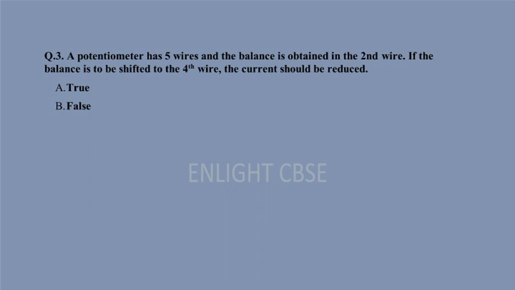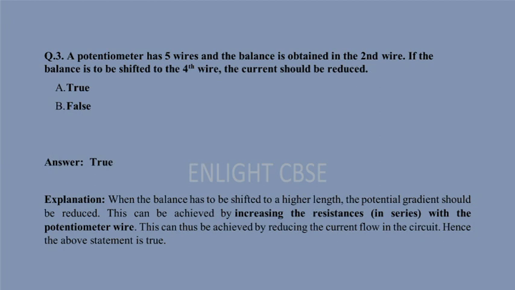Question 3. A potentiometer has 5 wires and the balance is obtained in the second wire. If the balance is to be shifted to the fourth wire, the current should be reduced. A. True. B. False. Answer: true.